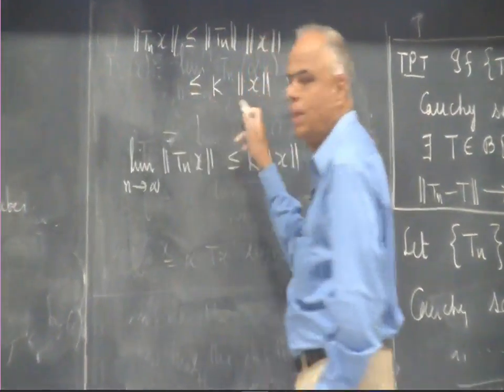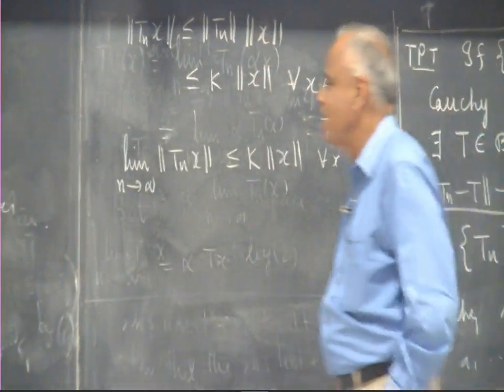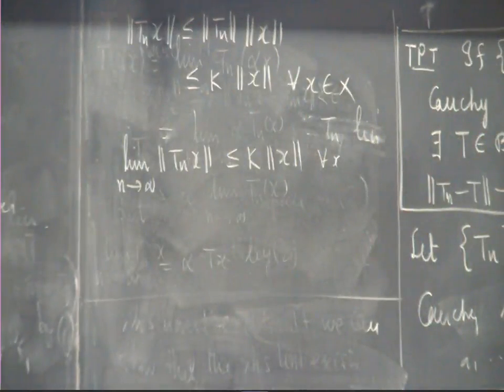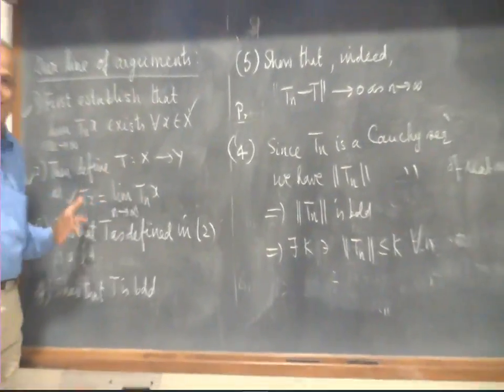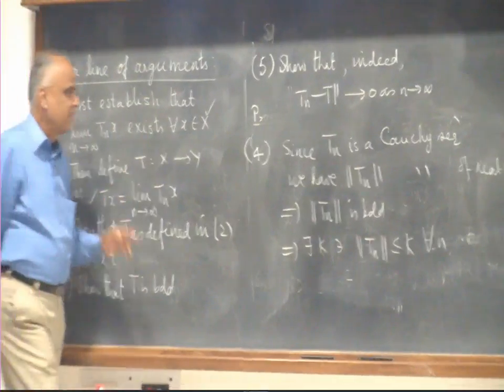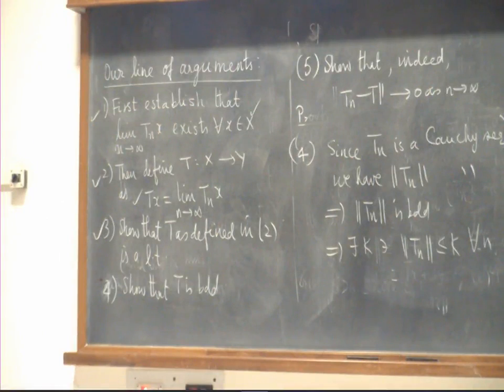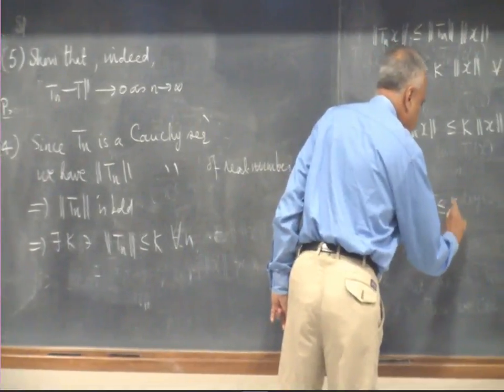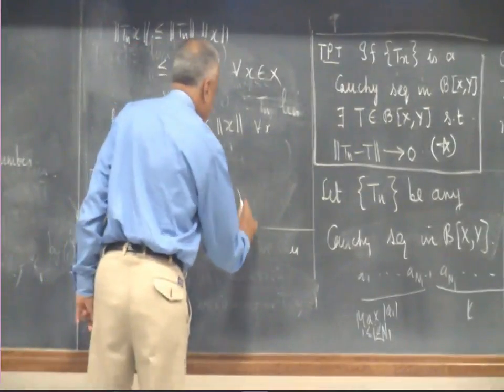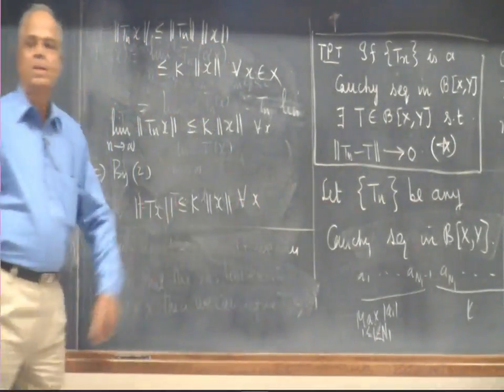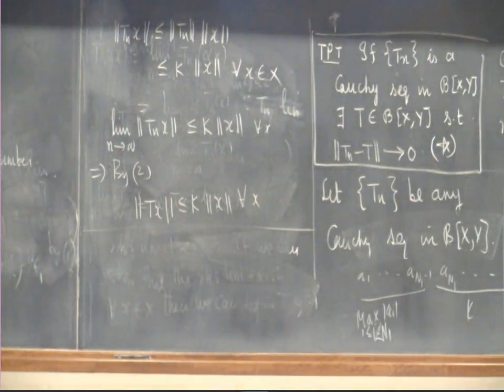Every term is less than this, so therefore the limit is this. But then by definition, if Tn converges to T, the norm of Tn x will converge to the norm of Tx, and therefore this implies by (2) that norm Tx is less than or equal to k times norm x for every x. That is precisely the meaning of T being bounded.